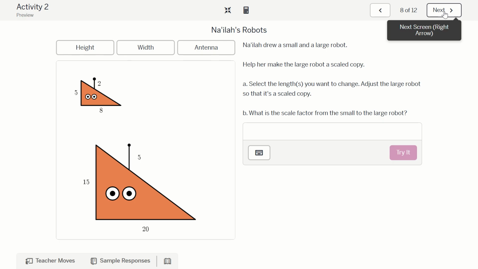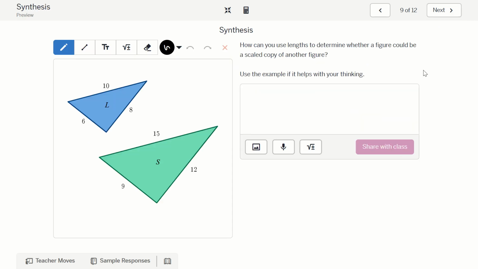We're going to skip this robot just for the sake of time. With this one, here's your challenge. Are these two shapes scaled? If they are, how do you know they're scaled? And if they're not, how do you know they're not?